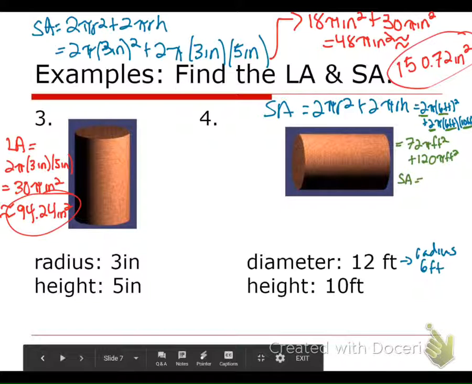So 72 plus 120 gives us 192 pi feet squared, which is approximately, you get 120 from the idea of 6 times 10 times 2. Okay, so then when you do that with your pi value, you get 615.44. Your answer for this one should be 603.2 feet squared. Okay, and then our last part of this one is your lateral area.